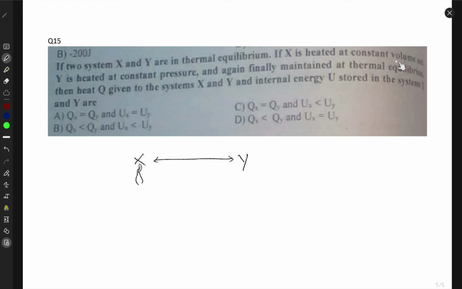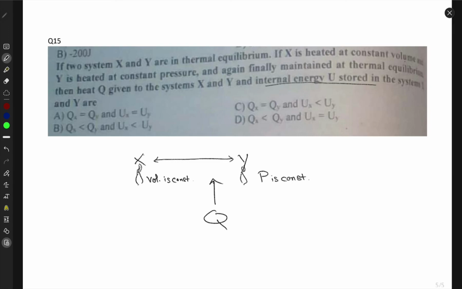So when you heat it, you make sure that it's not changing its volume. Y is heated at a constant pressure. Now you're heating Y as well, but pressure is constant here, and here volume is constant. And again, finally maintained at a thermal equilibrium. Once the heating is done, they're still maintained at thermal equilibrium, which means that the temperatures will be same. Then heat Q is given to the systems. So you give some heat Q to this entire system of X and Y.